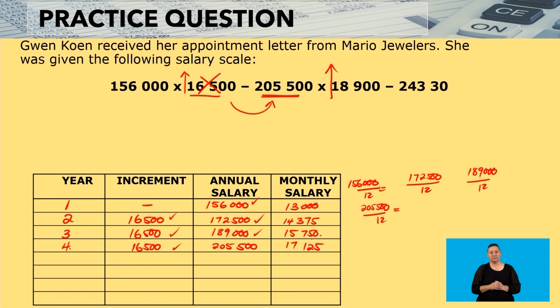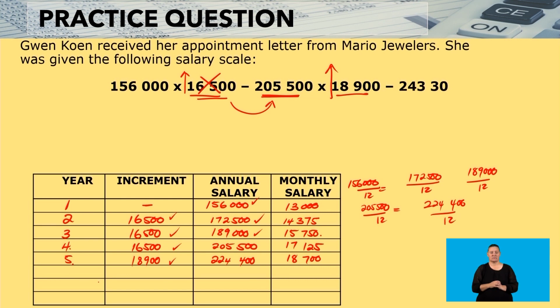17,125. In year 5 now, remember what I said. The increase cannot be 16.5 anymore. The increase is now 18,900. So if it's increasing by 18,900, the annual salary would therefore become 224,400. I now need you to calculate the monthly salary. 224,400 divided by 12. You should be getting 18,700.